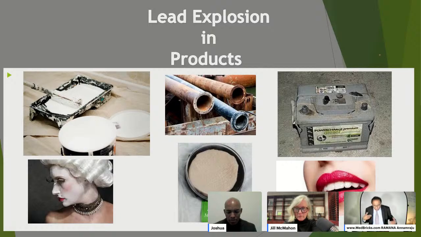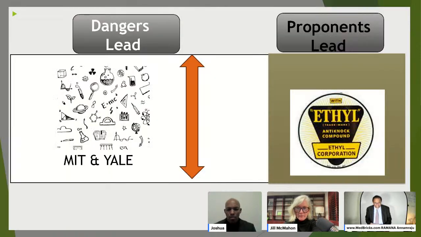So lead explosion came in. Now they allowed the lead. It went in the batteries, then the paints, in the cosmetics. You put lead everywhere to shine. But that is what I want to tell you about. A lot of people, MIT and Yale University, are telling us there is a big problem with this lead, and they didn't pay attention. The proponents of the Ethyl Corporation, which is making gasoline, said that, oh, there's no problem at all.